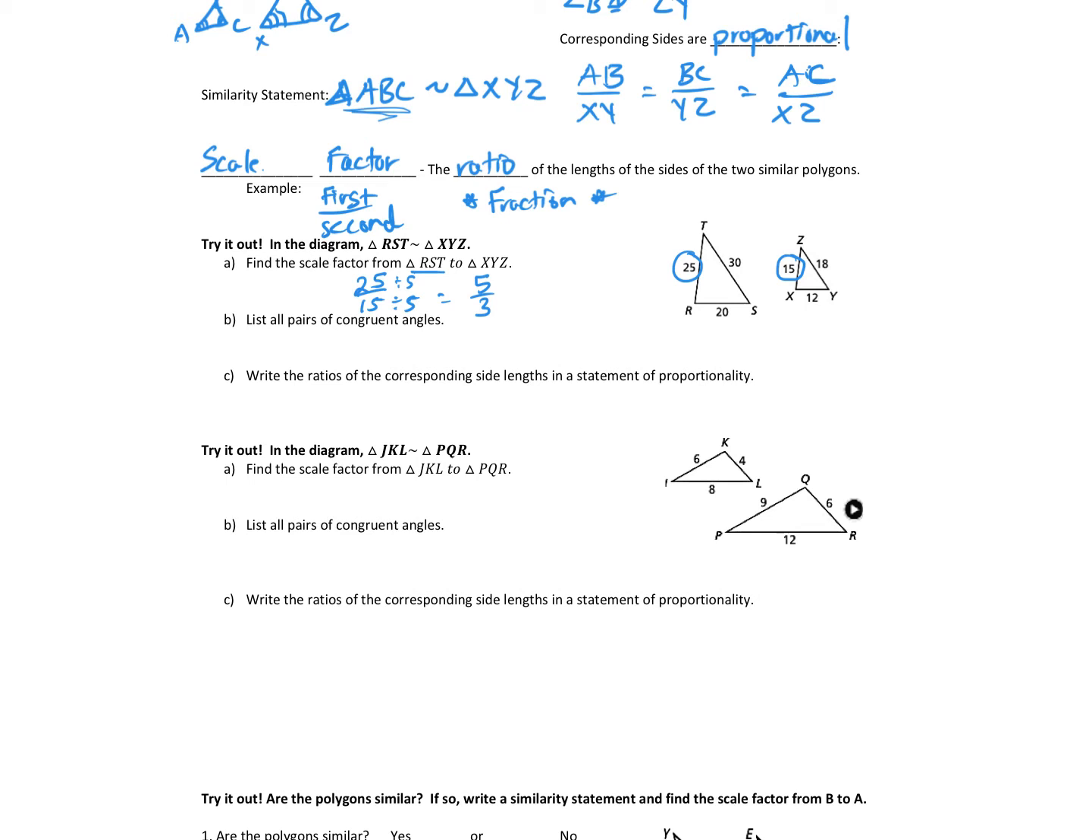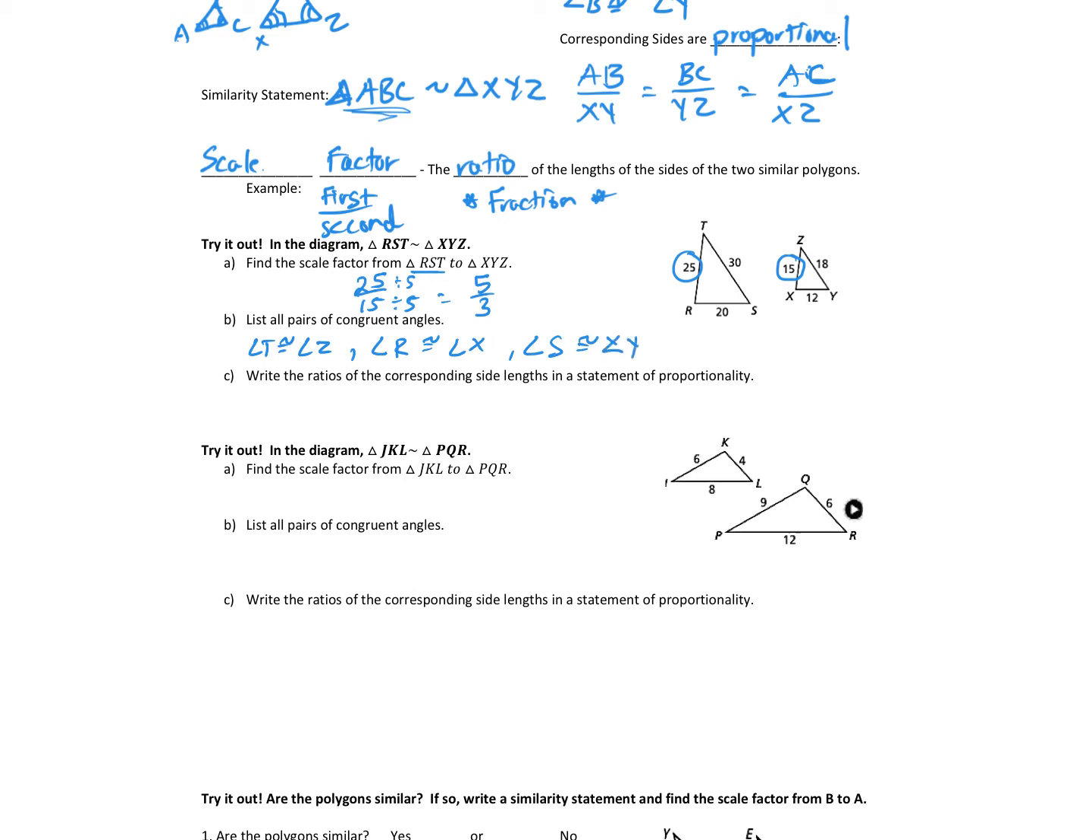B, list all the pairs of congruent angles. I know that angle T should be congruent to angle Z. Angle R should be congruent to angle X. And angle S should be congruent to angle Y.